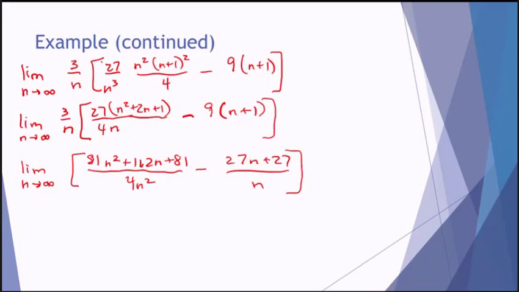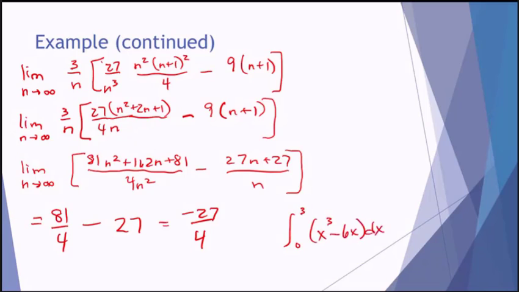So again, at this point, you can evaluate each one of these limits. You can split them across the subtraction. You can divide each one of them by the highest powered n you see in the denominator, or you can use L'Hopital, either one. When you do that, you're going to get 81 over 4 for the first term. The limit for the second term is 27. So when I subtract the two of them and simplify the fraction, it's negative 27 over 4. So that is the integral from 0 to 3 of x cubed minus 6x dx. It's negative 27 over 4.